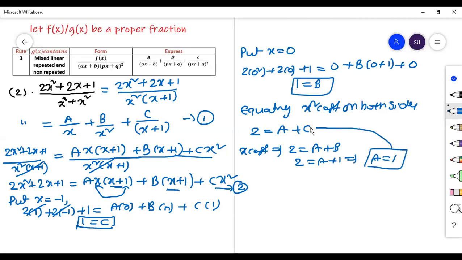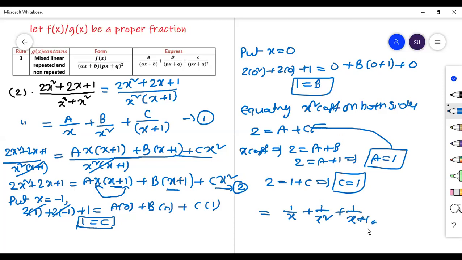If you know A value, you can substitute in this equation and write C value also, that is 1 plus C, that implies C is also 1. So A is 1, B is 1, C is 1. Therefore the answer is A by x, that is 1 by x, plus 1 by x square, plus 1 by x plus 1 is the answer.